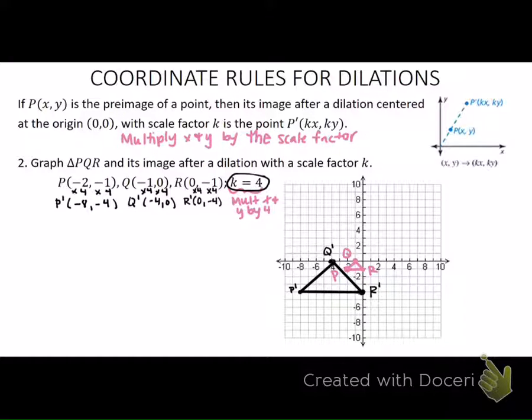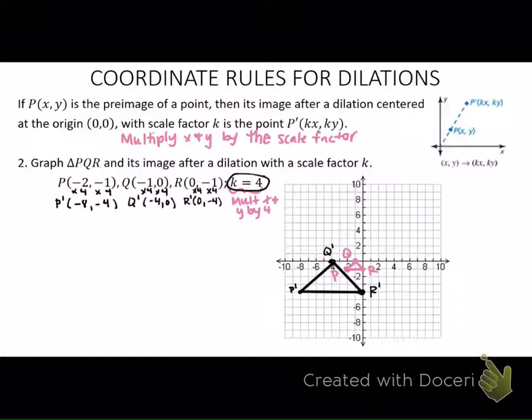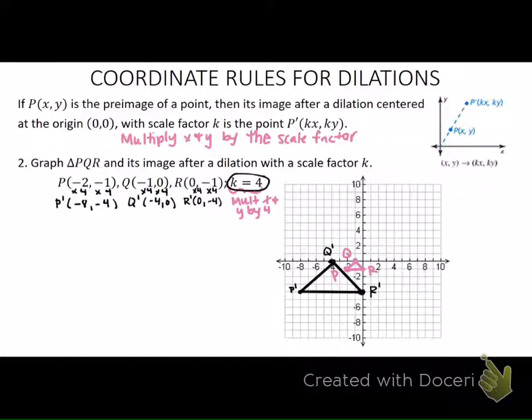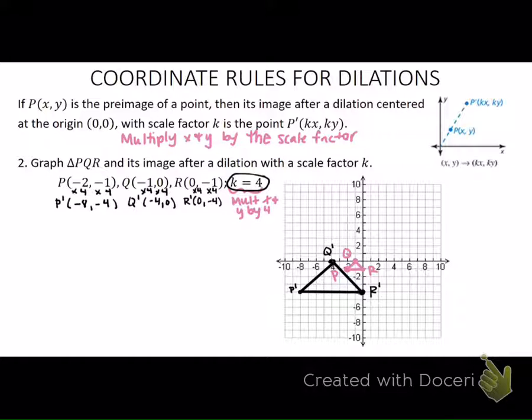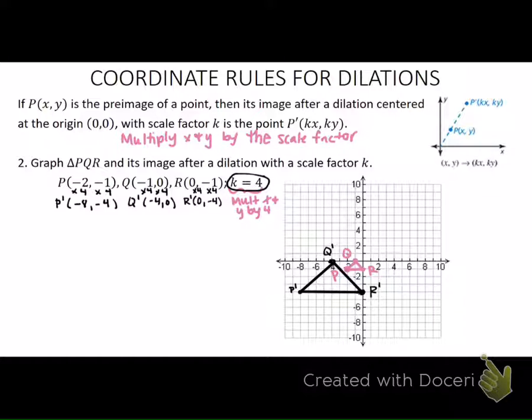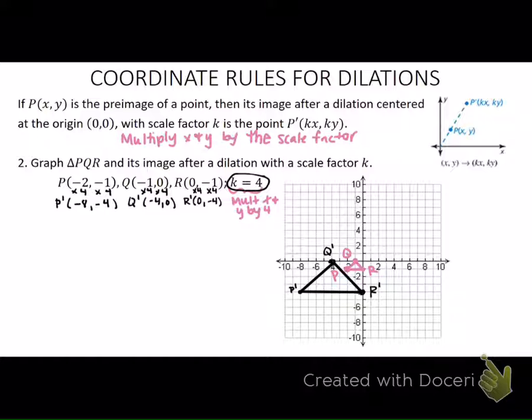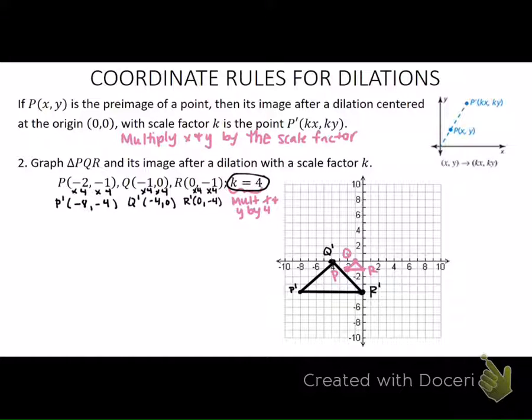And don't forget to label your points with the prime because it is the new figure. All right, questions so far before we move on to the next one? I'm not going to move on until I see everybody's ready, but just raise your hand, please, if you have any questions. Flip to the next page when you're ready, so I know you're ready.